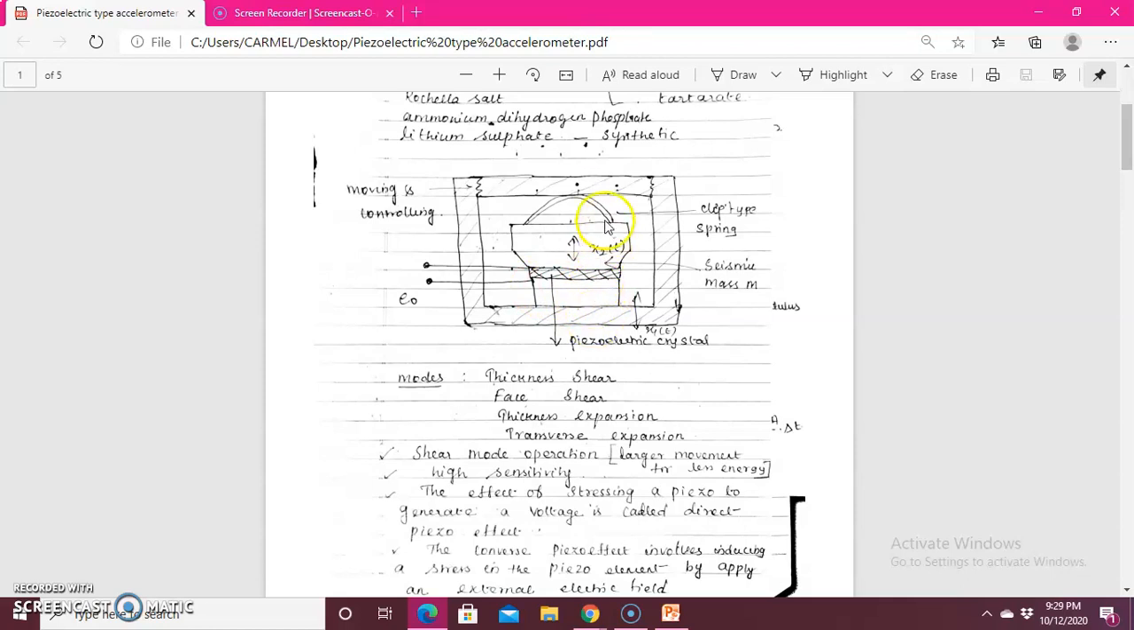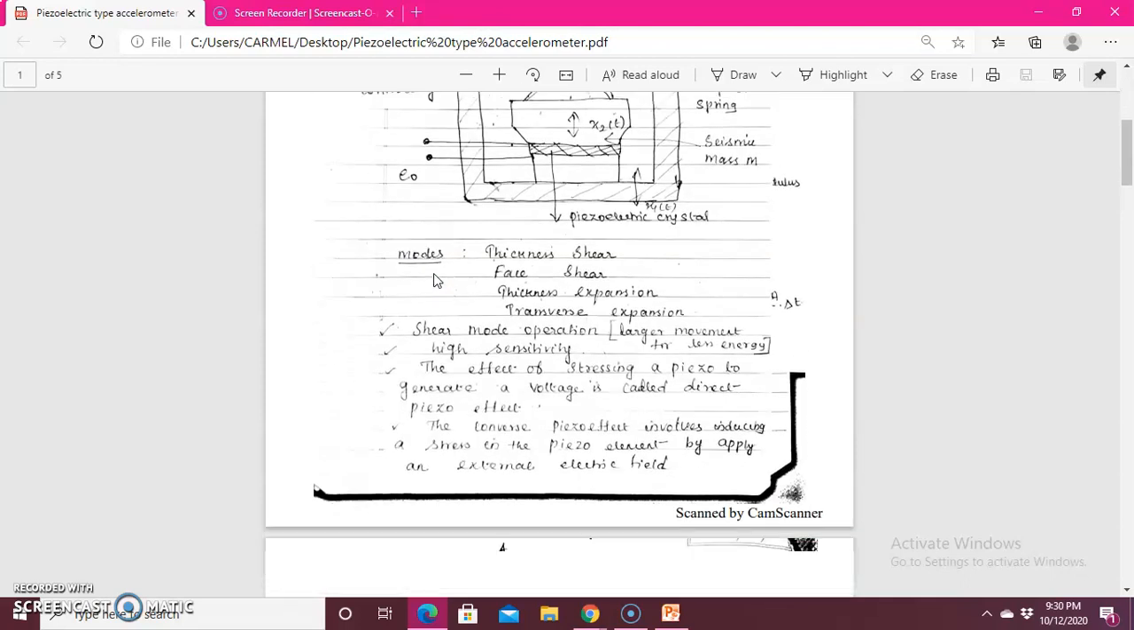So what will happen when pressure or force is applied to the mass? Automatically the crystal will undergo a deformation. So if a mechanical force or pressure is applied to the particular piezoelectric crystal, then there will be a deformation. The deformation will be identified through these two terminals, that is your electrodes. You will get an output, that is E0. So this is how the operation works.